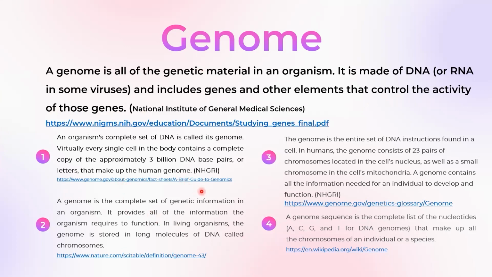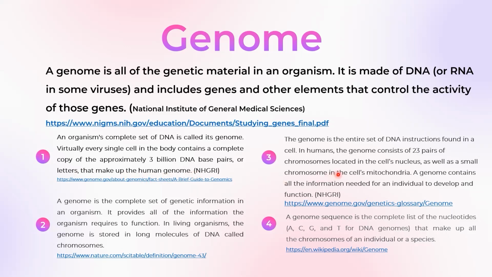The National Human Genome Research Institute has two definitions, depending on where in the website you are looking. The first definition: an organism's complete set of DNA is called its genome. Virtually every single cell in the body contains a complete copy of approximately 3 billion DNA base pairs, or letters, that make up the human genome.